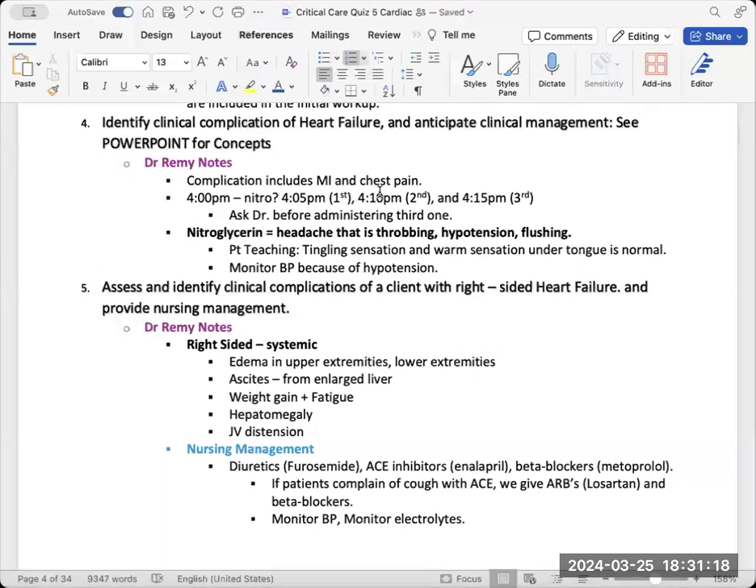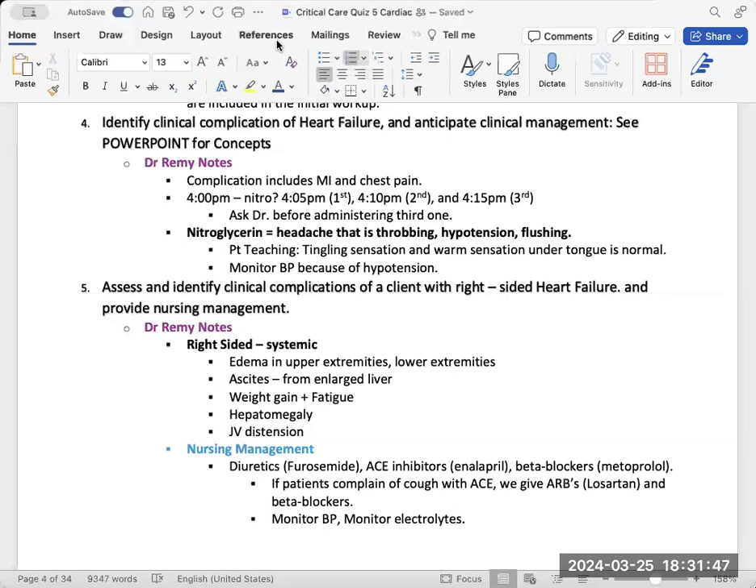So she was saying that the notes that I have were that complications could include a myocardial infarction and chest pain. So if they're having chest pain, what do we do? Well, we give them nitroglycerin. If it's ordered at 4 o'clock, we give the first dose, right? At 4, wait 5 minutes, ask them how they're feeling, ask them about their pain. They're still in pain, we can give them another one at 4:05.